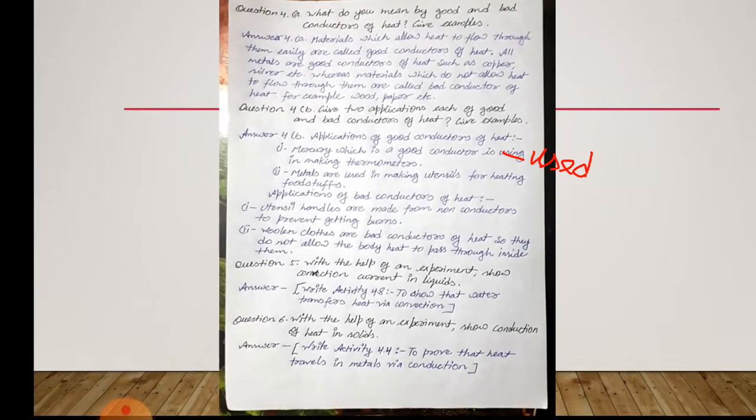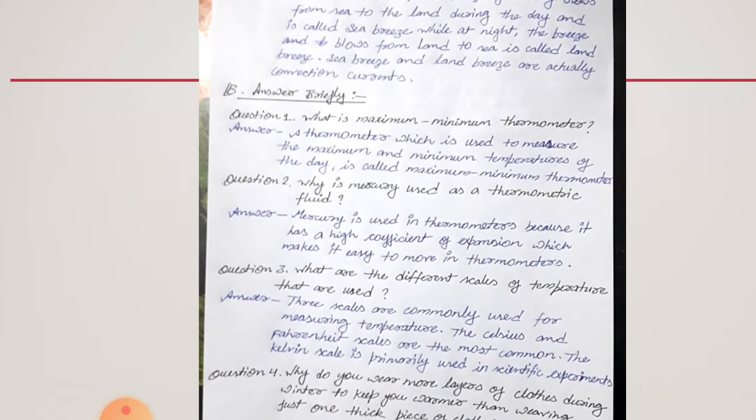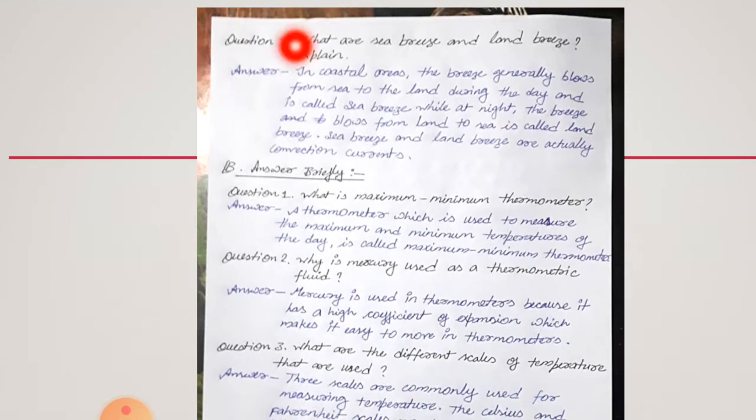Now question 7. What are sea breeze and land breeze? Explain. In coastal areas, the breeze generally blows from sea to the land during the day and is called sea breeze, while at night the breeze blows from land to sea and is called land breeze. Sea breeze and land breeze are actually convection currents.